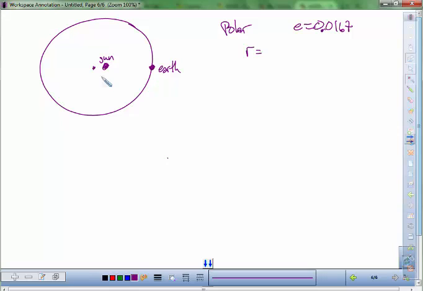Did we come up with the equation? Yeah. d is 5.66 times 10 to the 9th. So your polar coordinate equation r is equal to what?